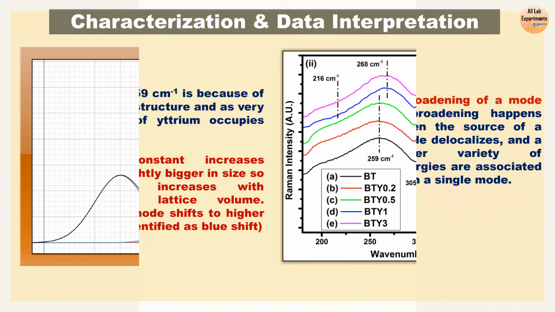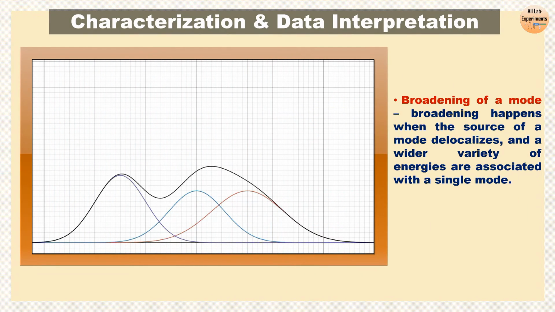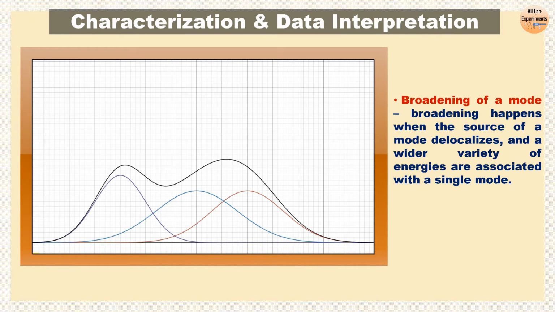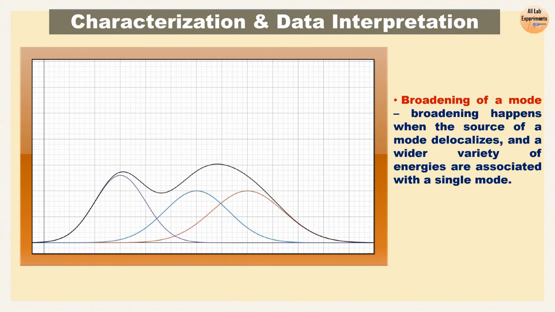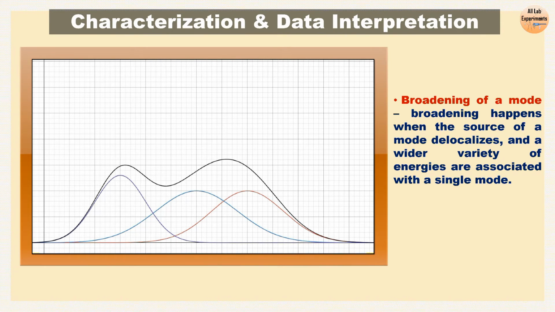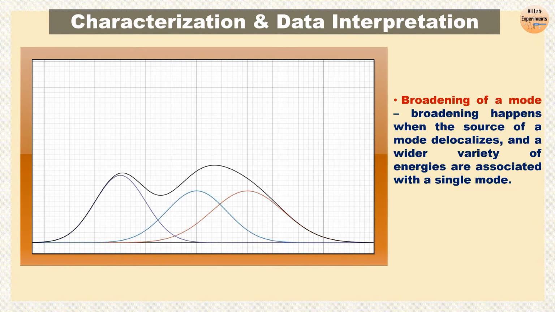And there could also happen a broadening of a mode in some cases when there is a bond of particular strength, but because of some impurity in the material or because we have added some dopants, that bond strength changes. Now that bond is not of a particular strength anymore. Now that bond is of a variety of strengths. In the Raman spectra as well, you will see the broadening of that mode.